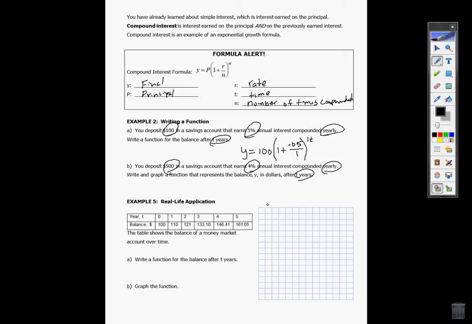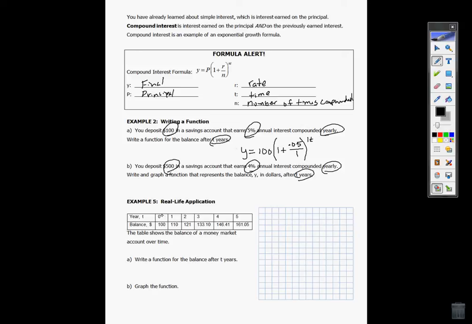Alright, once you've done that, we're ready to move on to the last example, which is going to show a real-life application of these types of things. What we have here is a table that shows the balance of a money market account over time. A money market account is not so intense as going into the stock market and exchanging on your own, but it's essentially a place where you can put money and hopefully gain on that money.